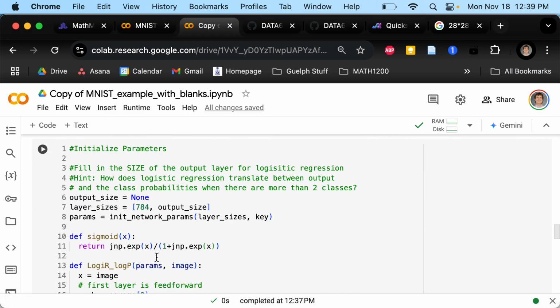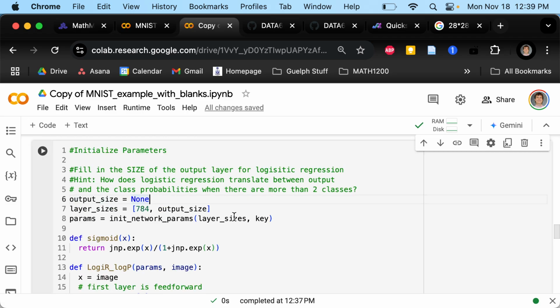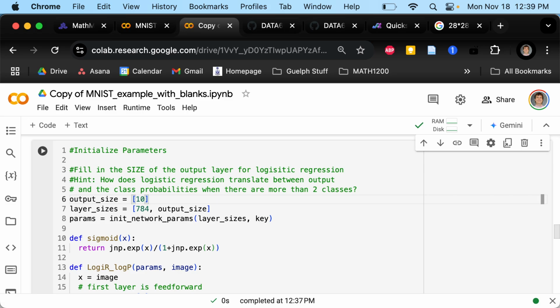Okay, so this is our next topic. In fact, what we're doing is logistic regression. The output, instead of being a number, is now a vector. It is size 10. So the output, I think, should be 10. There's 10 digits. Let me make sure that this is correct. I'm not missing something.